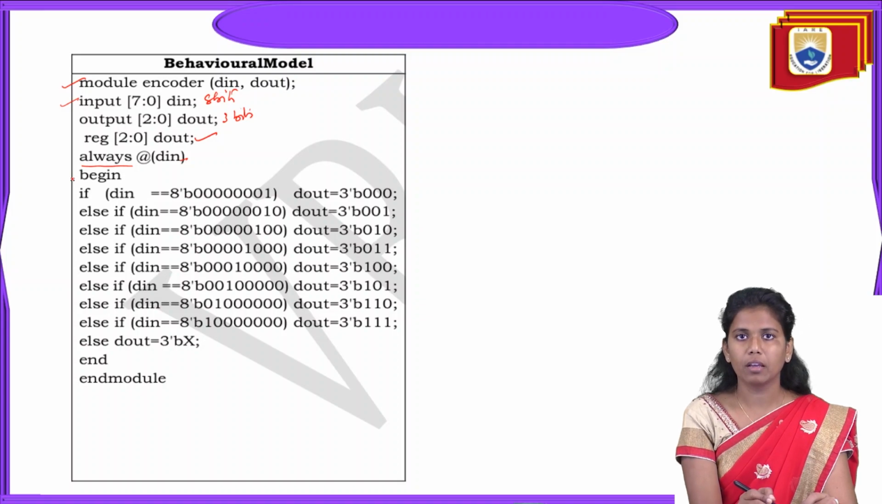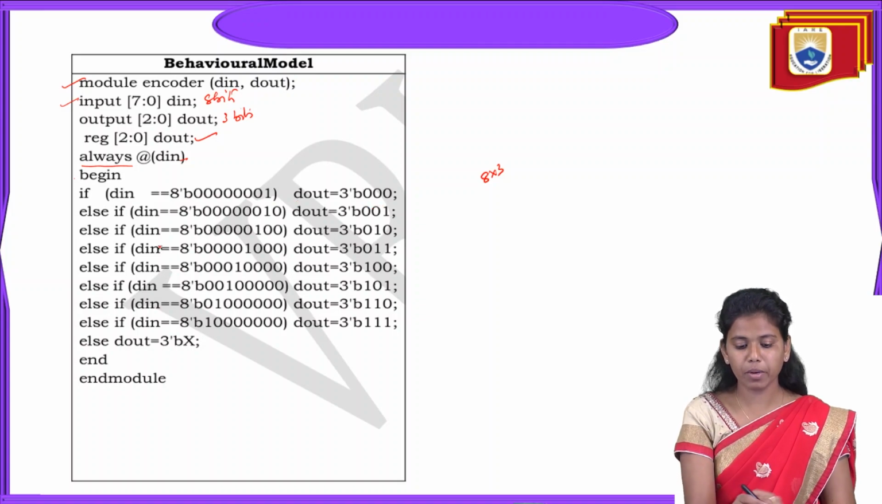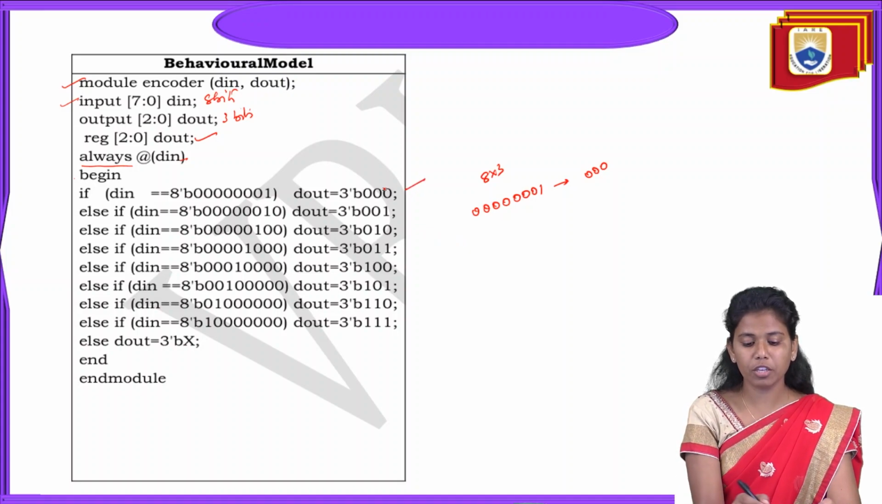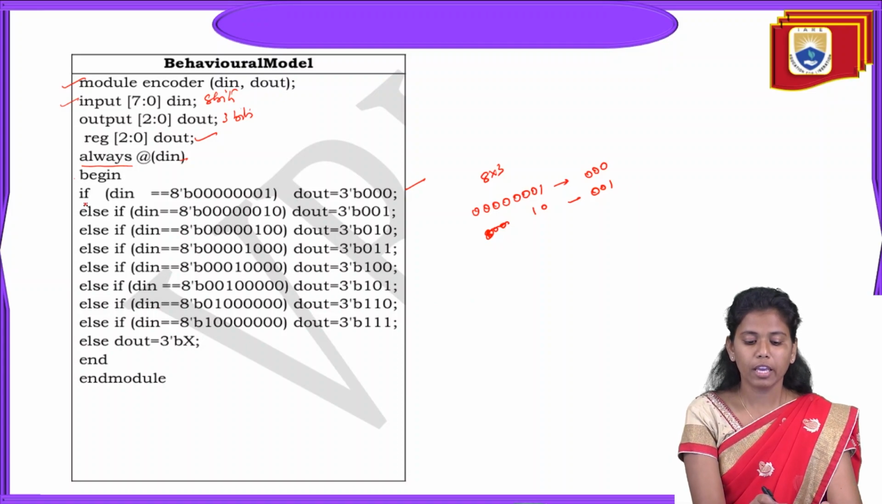And now we will begin. As it is an 8x3 encoder, if my input is 8 bits of 1, then my output goes 0. That means simply, if my inputs are 0, 0, 0, 0, 0, 0, 0, 0, 1, then my output goes like this, 0, 0, 0. Similarly, for else if, with respect to 1 it is 001. So by using if, else if conditions, we are going to write our code with respect to behavioral modeling.